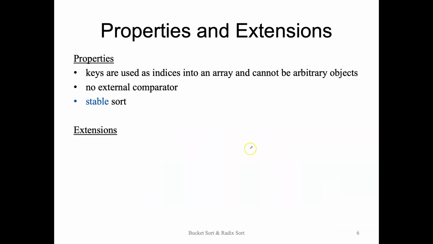All right, now what are some of the key properties we have for bucket sort? We can only use bucket sort if our keys are integers, and specifically each key k has to be in the range of 0 to r minus 1, because we're going to use that key as an index to place it into one of these cells in an array. So they can't just be arbitrary objects; they have to be integers in this range. But in doing so, we don't use any external comparator, we're just using indices here.